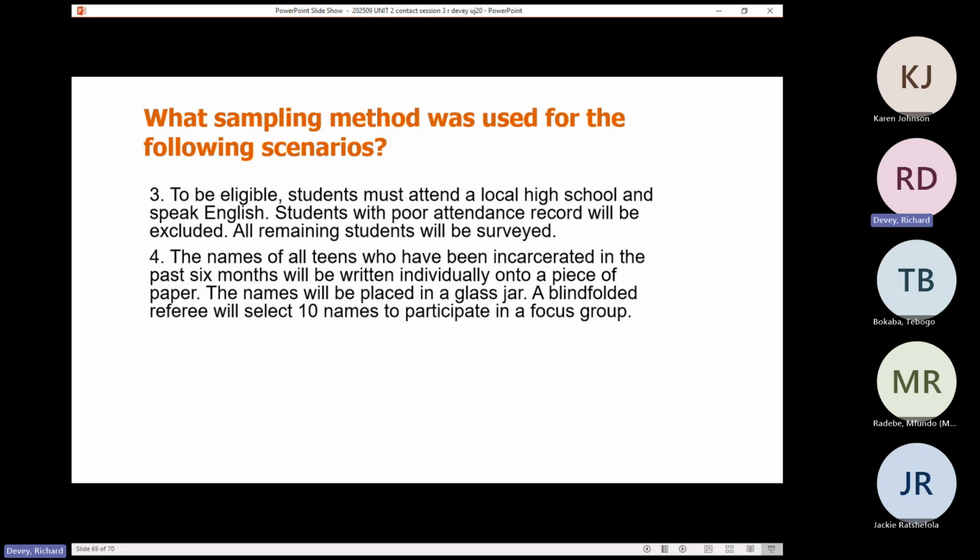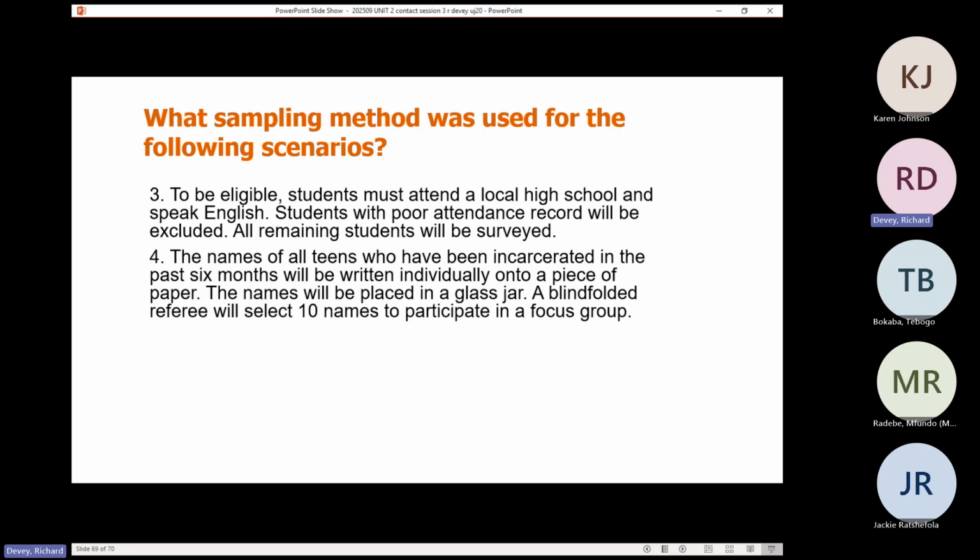Because we're not actually sampling here. The research site is a school, and the students. The research site is the local high school, and if we define the eligibility criteria, the students would speak English, and anybody with a poor attendance record would be excluded from the population definition. So our population definition is that the students must attend a local high school, they must speak English, and they can't have a poor attendance record. And then all the other students who meet the criteria will be surveyed.